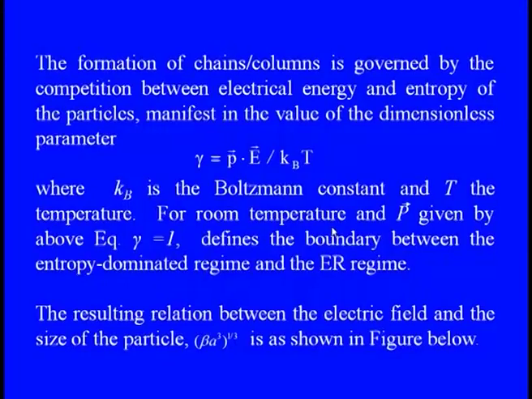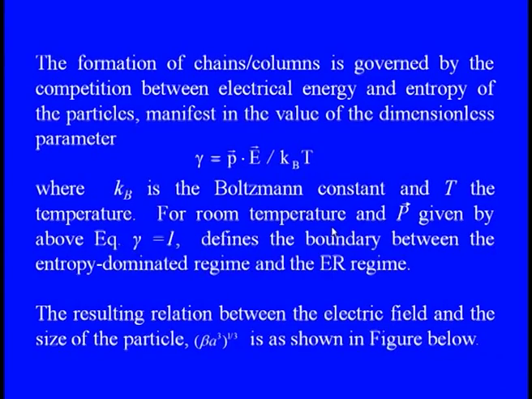So whatever the entropy or the disorderness is there in the system, it is being reduced. We can simply get this with the non-dimensional parameter gamma, which equals P into E divided by KB into T, as we discussed. For room temperature and any given P, we can straightaway find out the Boltzmann constant in between that.